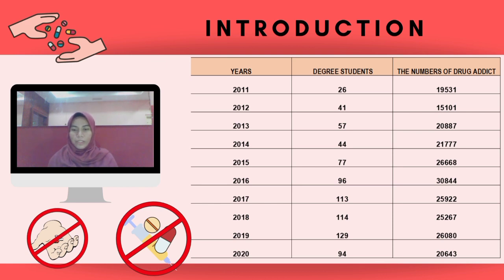In this survey, we use the least square method, which covers the linear model, quadratic model, and cubic model. The table shows the number of drug addicts detected among degree students and the number of drug addicts detected in 2011 until 2020. From the table, we know that the number of drug addicts is the Y variable and degree student is the X variable.